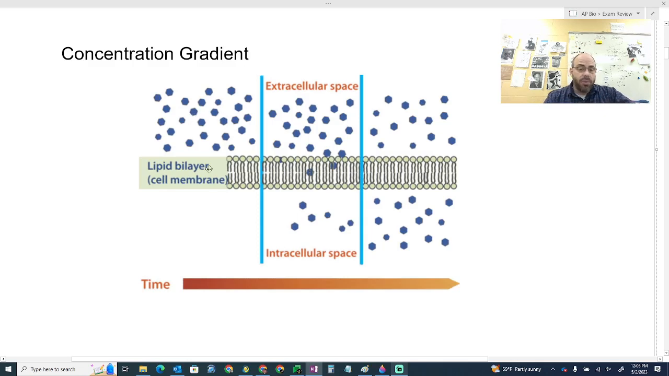In this case, we have blue dots and not blue dots, right? And so there's a gradient, meaning that there's a high concentration on one side and a low concentration on the other side. If those materials are able to pass through the membrane, they will, until that concentration equalizes on both sides, or until the concentration is at equilibrium, meaning that both sides are equal, or that the particles are moving across the membrane at an equal rate, is another way of thinking about that.